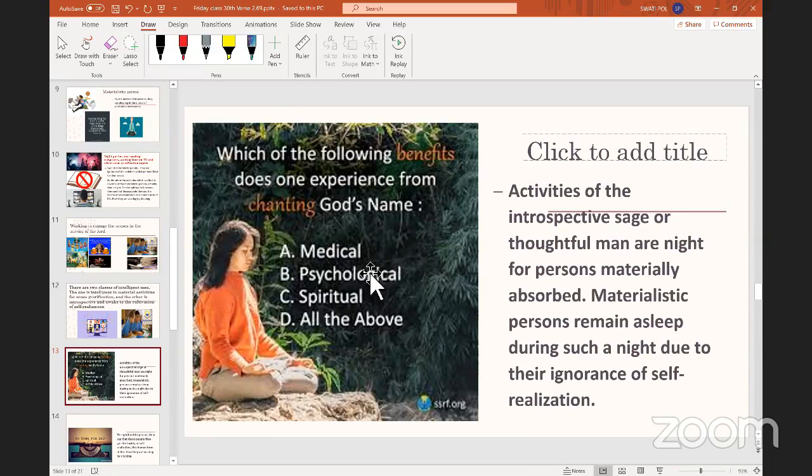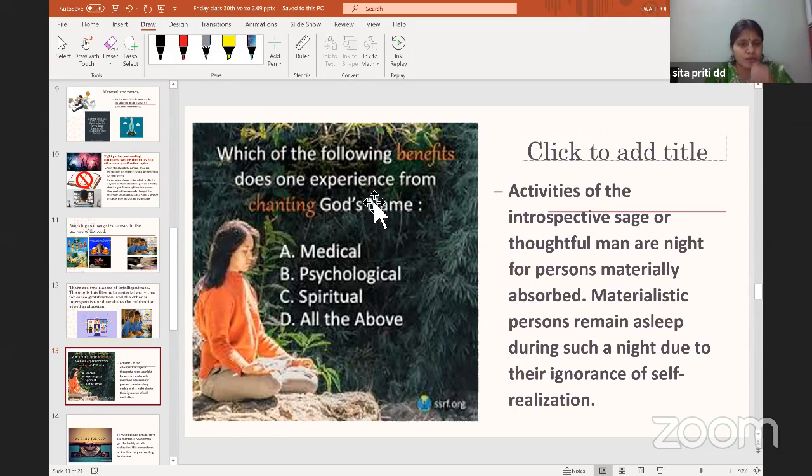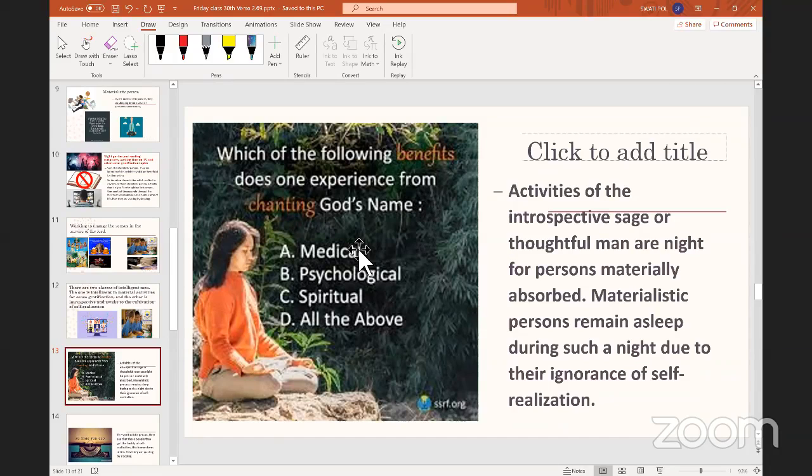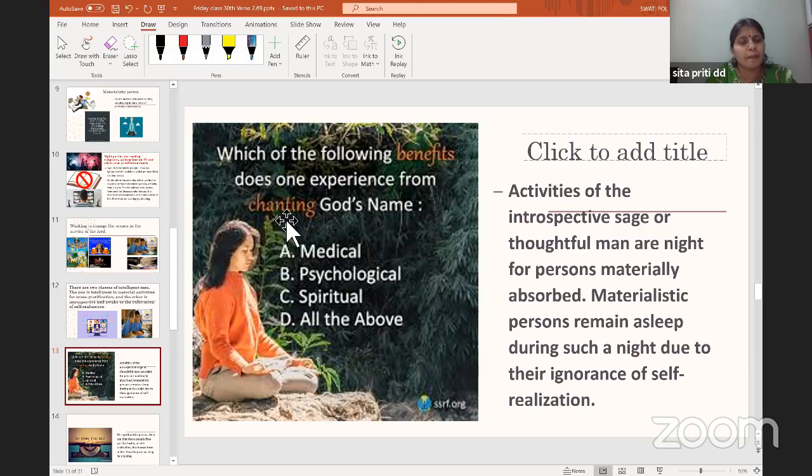Sure, Mataji, the picture which is there, I want you to read from there. Which of the following benefits does one experience from chanting God's name? A. Medical. B. Psychological. C. Spiritual. D. All of the above. What do you feel? D, all of the above. All of the above, right?